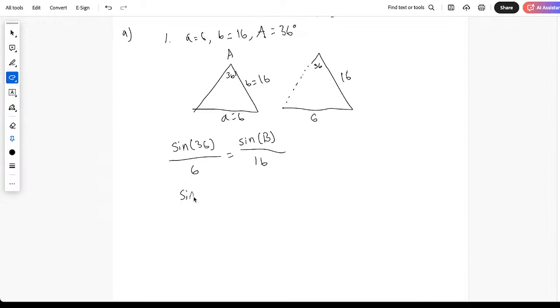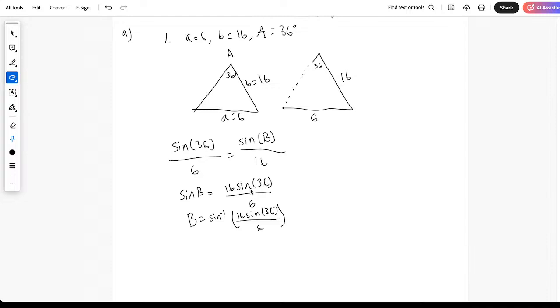So the sine of B equals 16 times sine of 36 over 6. That's great. And then we just have to find the inverse sine. So B equals the inverse sine of all of this: 16 sine 36 over 6. Okay, now I can plug that into the calculator.